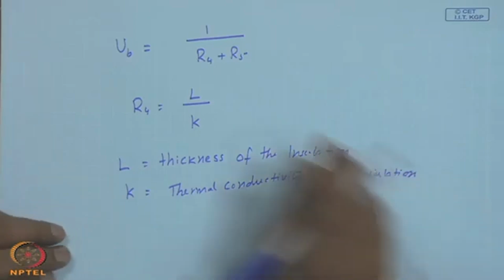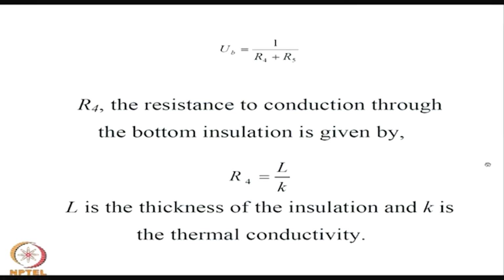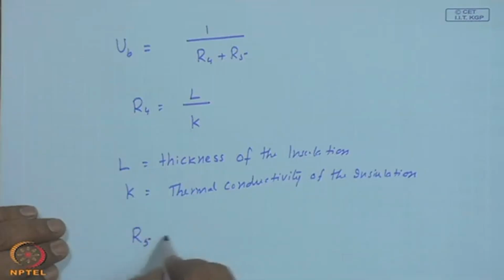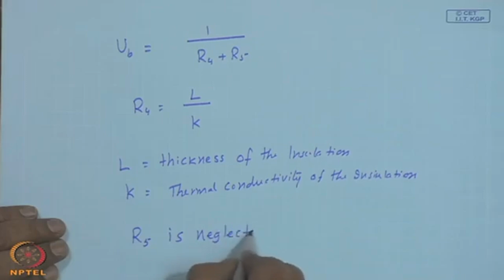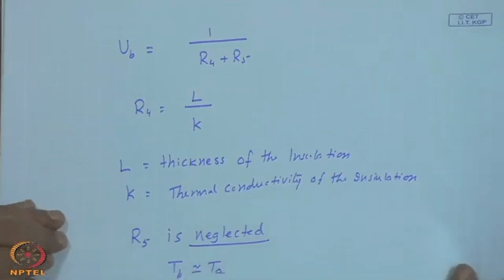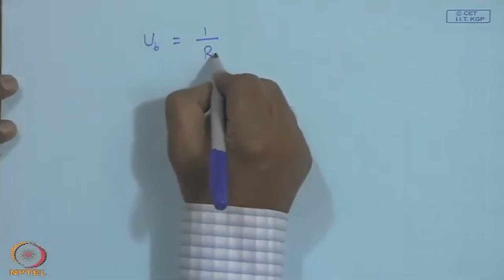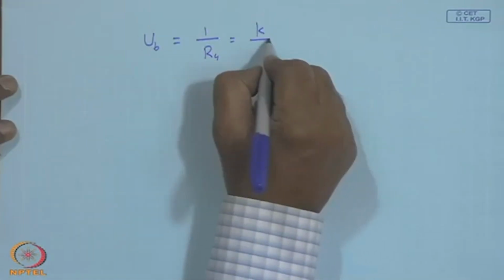Of the insulation. Okay. And usually R5 is neglected, because T_B is almost pretty close to T_A. So, the back loss coefficient U_B is simply given by 1 upon R4, equal to K by L.